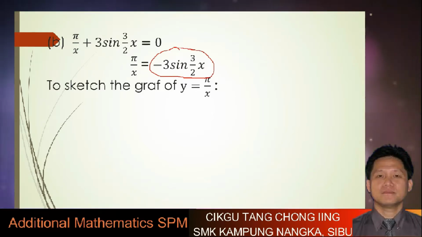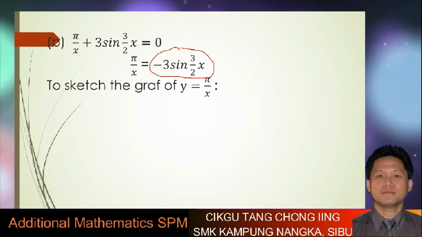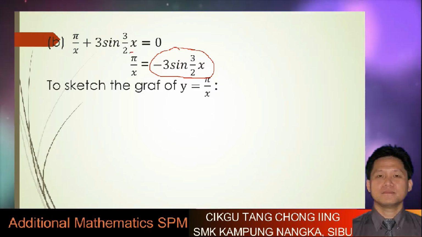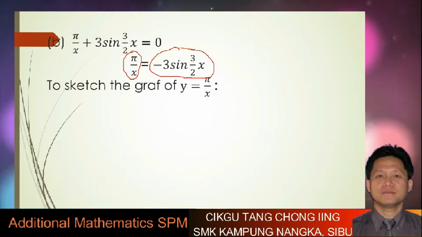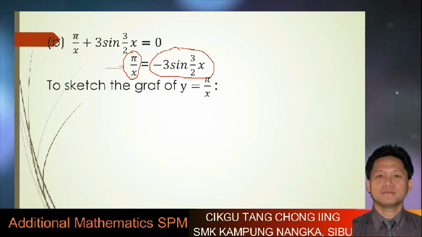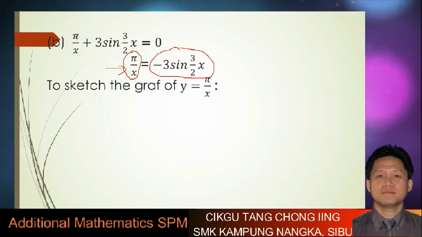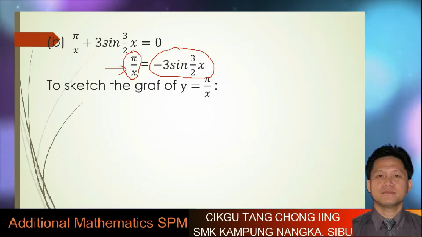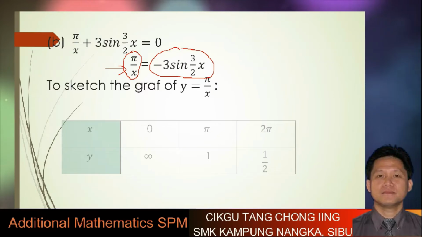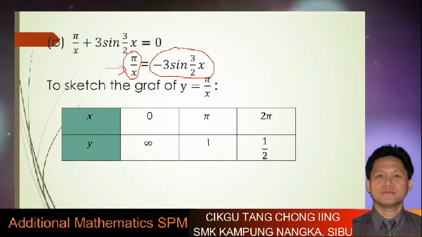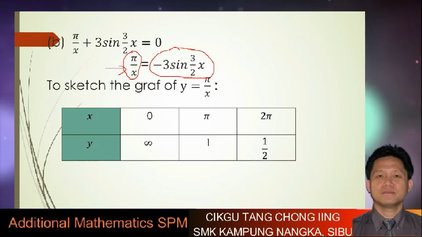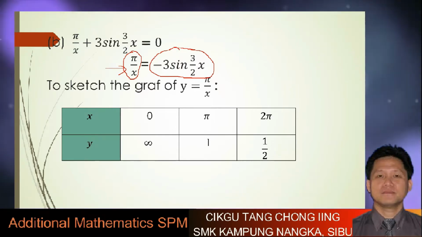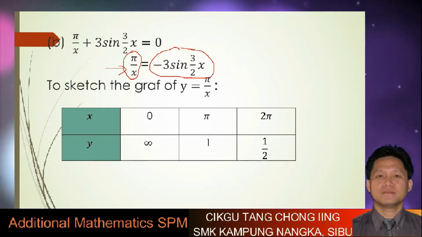These are -3 sine 3/2 x. Then on the left we have pi/x. So this is the one that we have to draw, this graph. Right? So to sketch the graph of y equals pi/x, again we need a table.